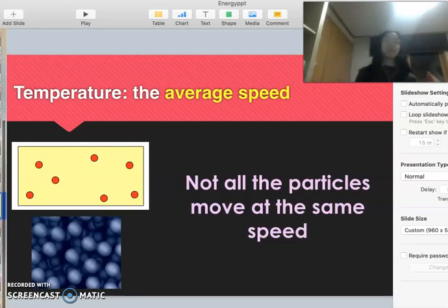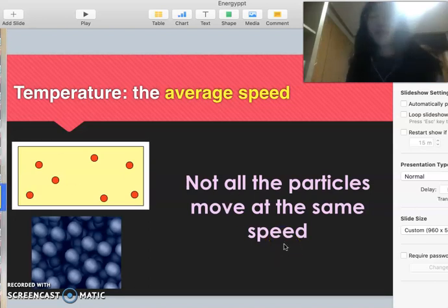We're going to learn a couple of things about temperature. So temperature, think about all the particles in a substance. Temperature is the average speed of how those particles are moving, because not all the particles move at the same speed.